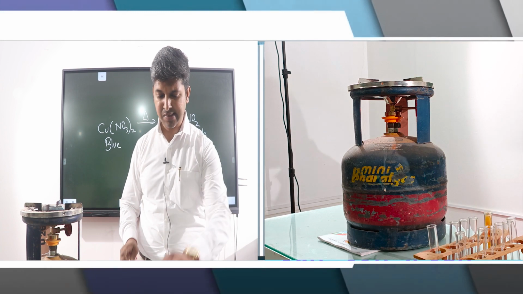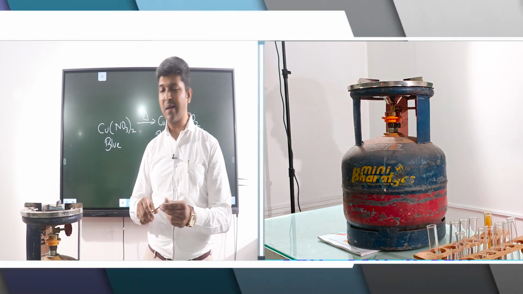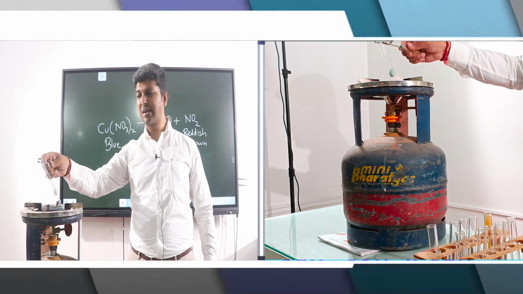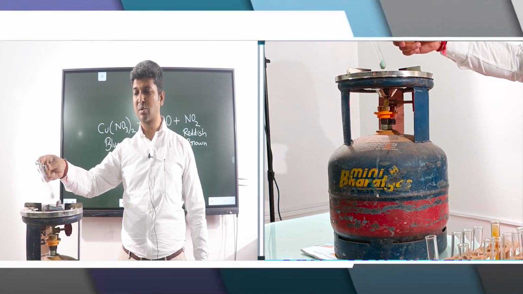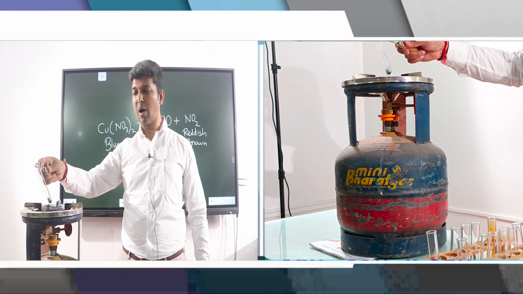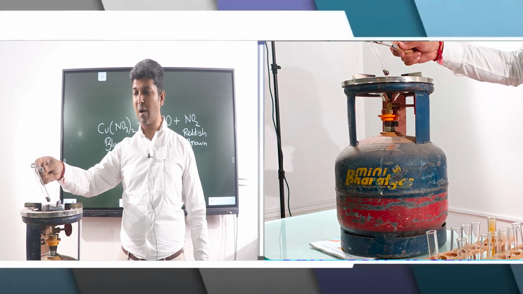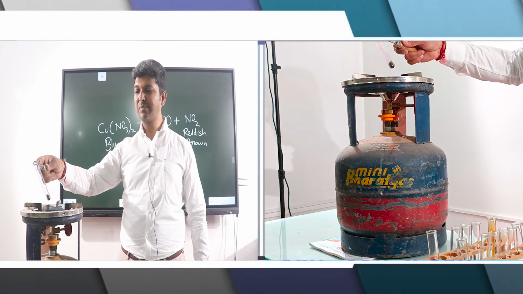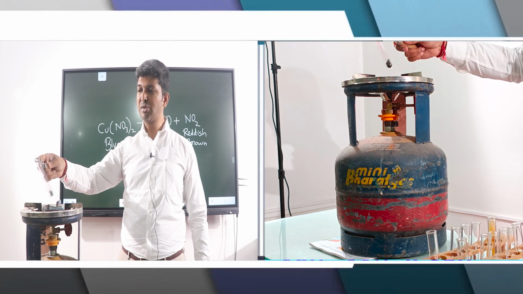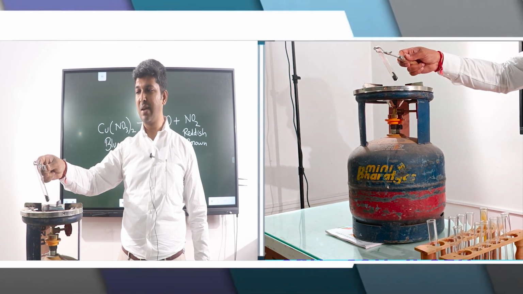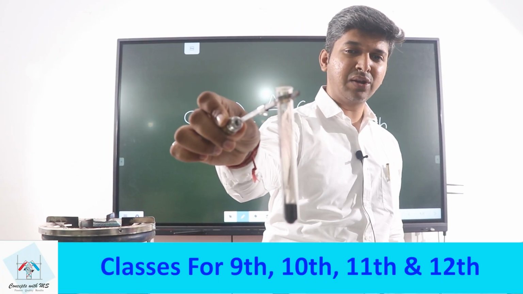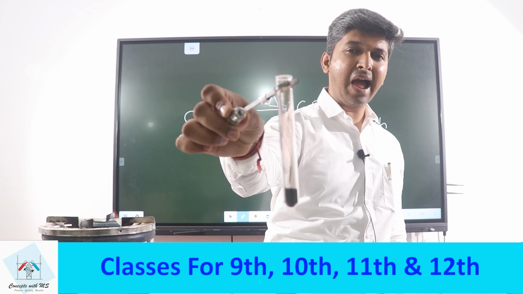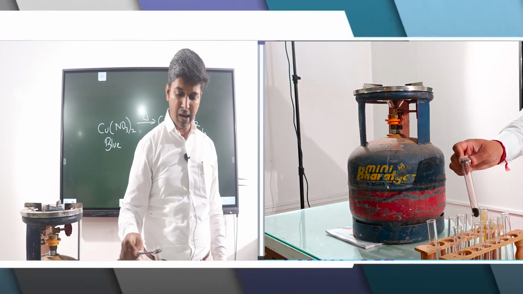Now let us take the next salt, which is copper carbonate. You can see this is copper carbonate, sea green or greenish in color, and on heating it is once again going to decompose. As we heat it, it is going to decompose to form black colored copper oxide, and at the same time it is going to evolve a gas. Which gas is being evolved? Carbon dioxide is going to be evolved. So you can see over here, black colored copper oxide and carbon dioxide, which is a colorless gas.